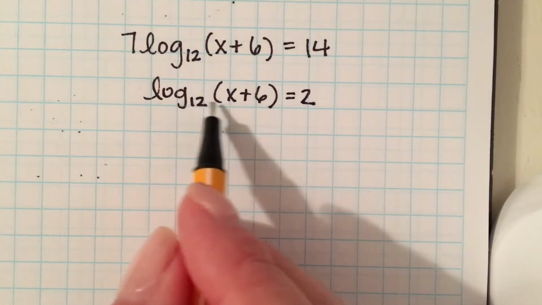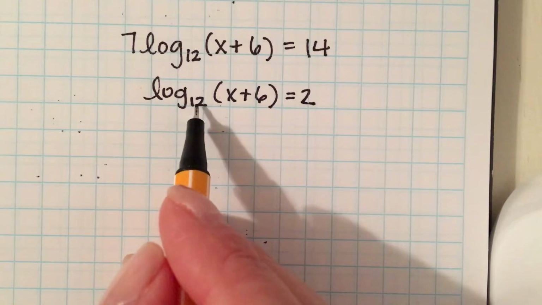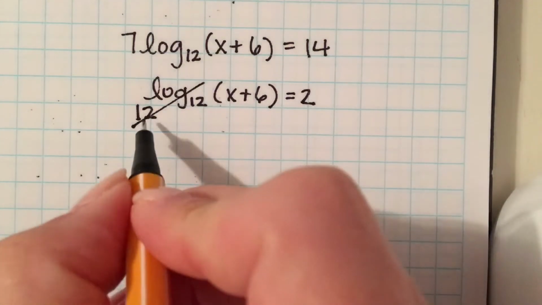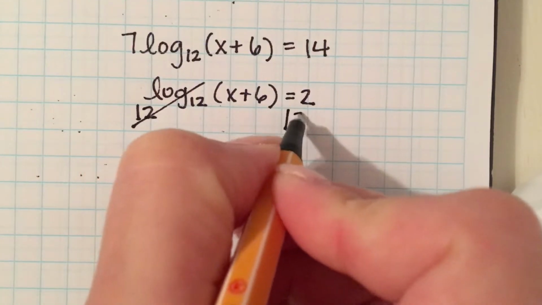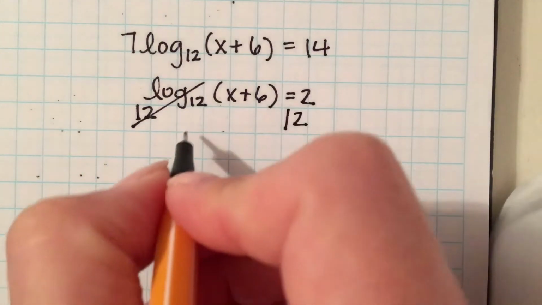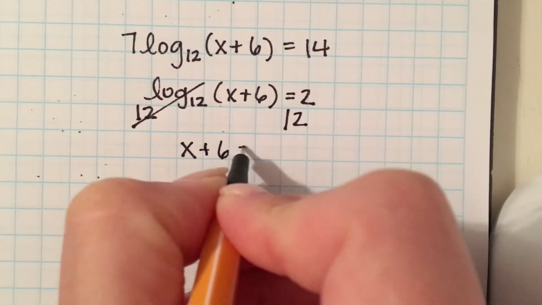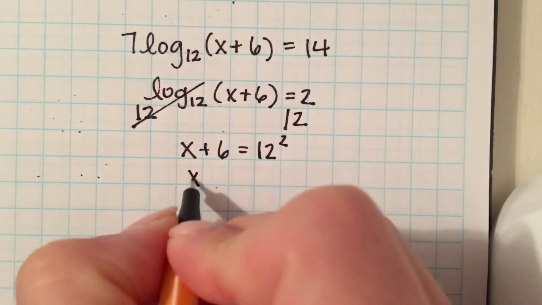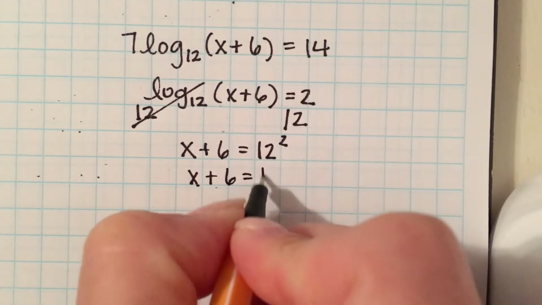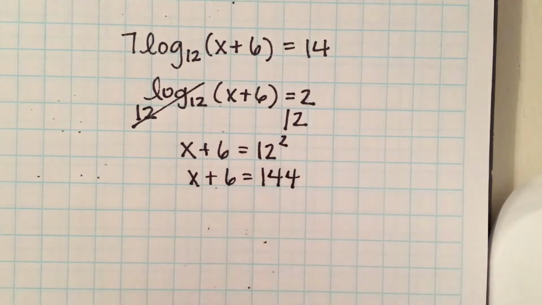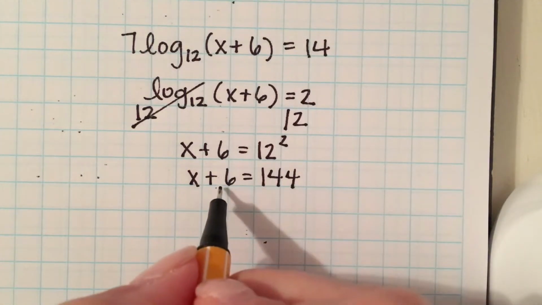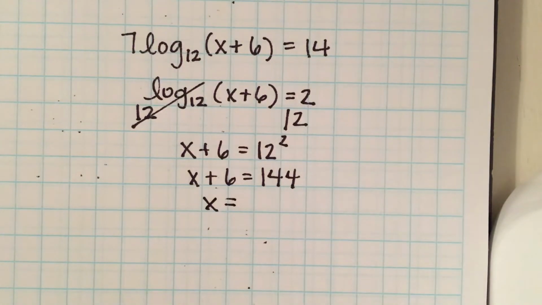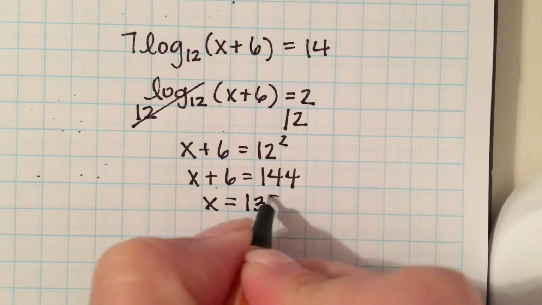Now I have isolated the log, okay, so I need to use a base of 12 to get rid of that log. But if I use a base of 12 on one side, I've got to use it on the other as well. So I have x plus 6 equals 12 squared. Well, we know that 12 squared is 144. So all I need to do is subtract the 6. So 144 minus 6 gives me 138.